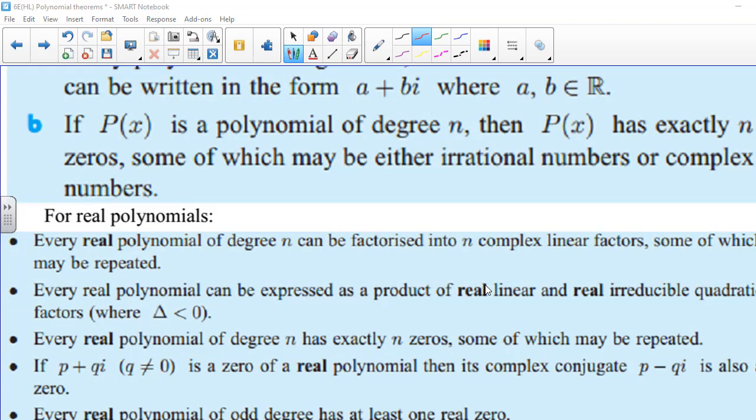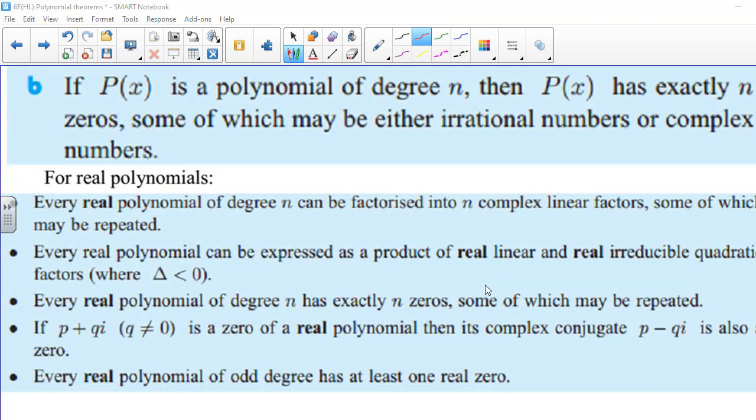For real polynomials, we also need to extend our knowledge to the following statements. Every real polynomial of degree n can be factorized into n complex linear factors, some of which may be repeated. This one corresponds to the previous statement. So for a polynomial with degree n, this polynomial can have n zeros. N zeros means you can have n complex linear factors.